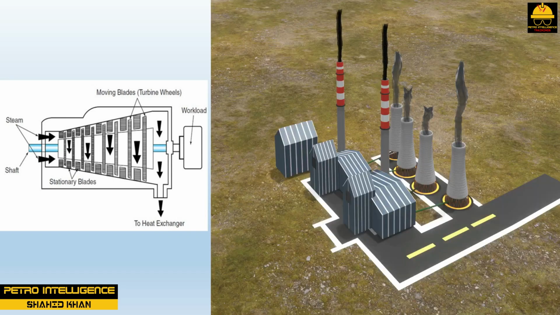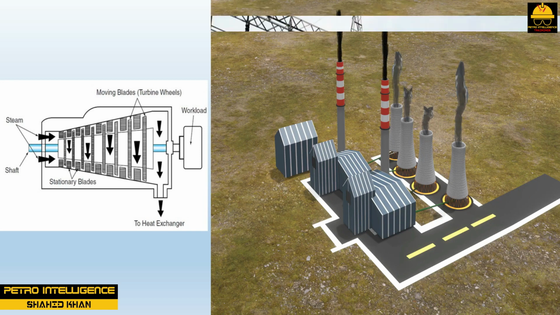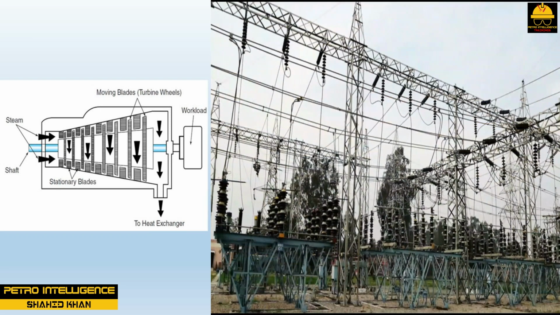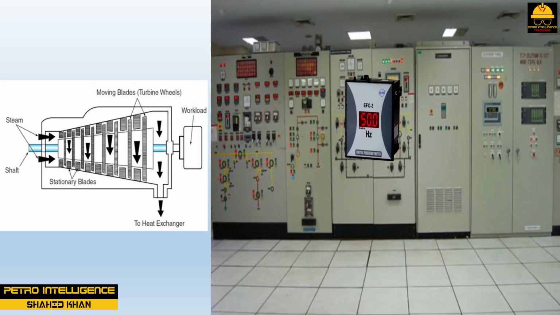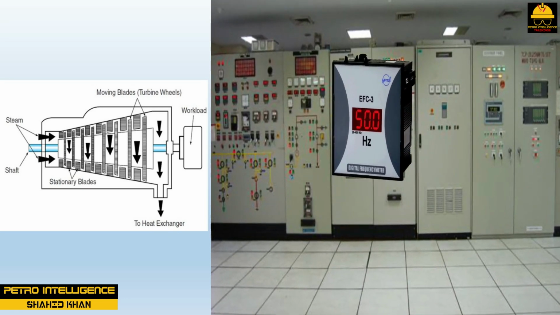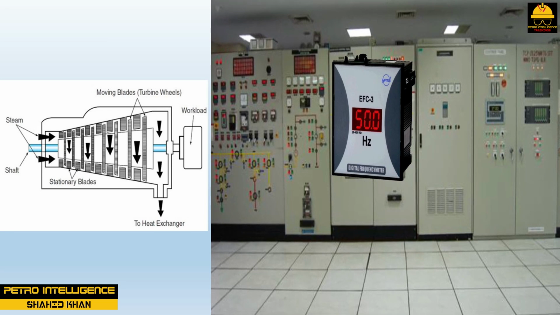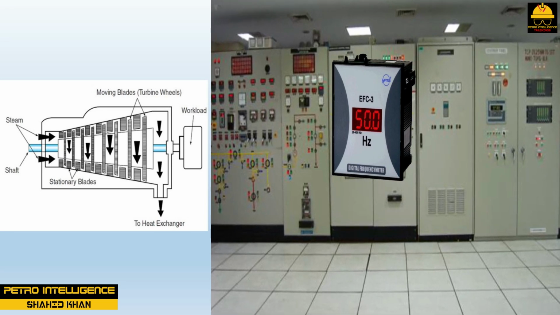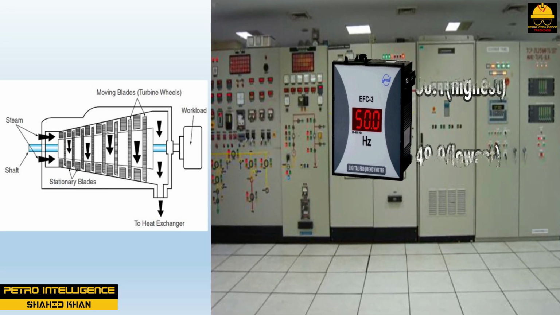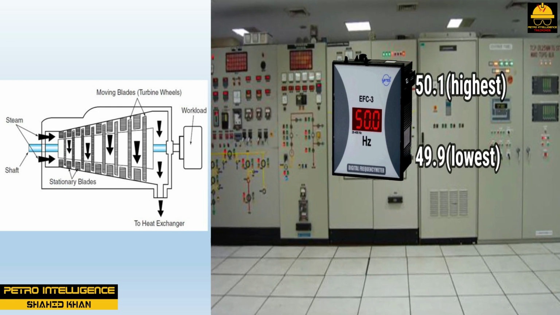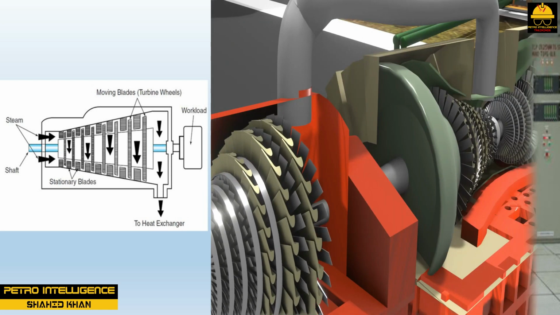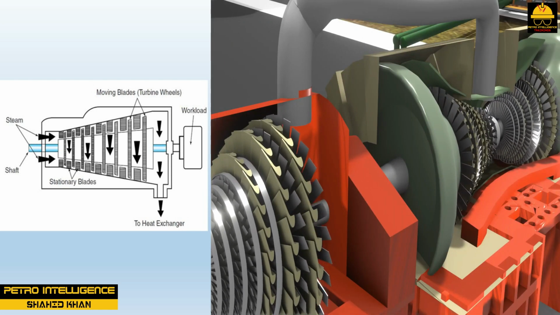Both impulse and reaction turbines can be either condensing or non-condensing turbines. Condensing turbines exhaust steam into a heat exchanger called a surface condenser that cools and condenses the steam. The condensate is sent to the boiler, where it is converted back to steam. Condensing type turbines are the most efficient type because they extract the maximum amount of energy from the steam.